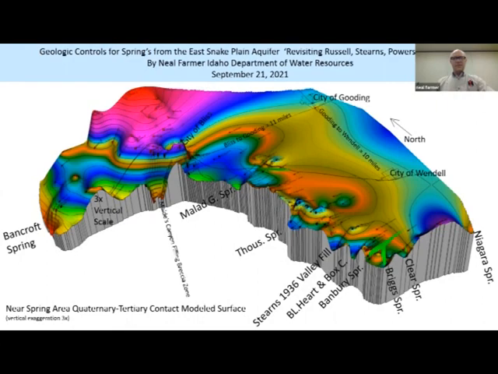On your screen, you'll see a surface, and it's the geologic contact between overlying Quaternary or young geologic sediments and underlying lower permeability sediments. And it has some major controls for how groundwater moves.